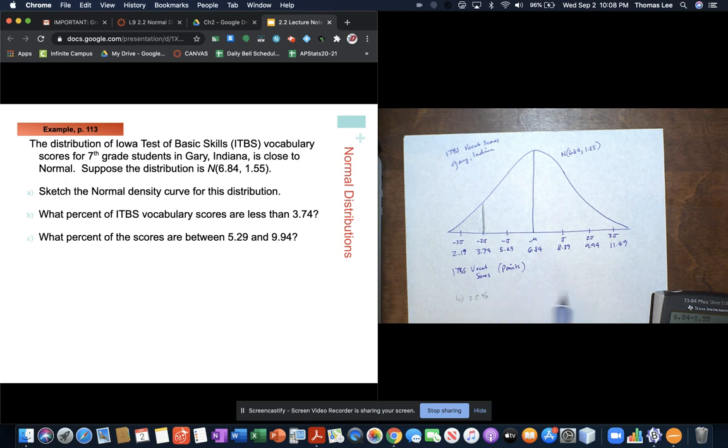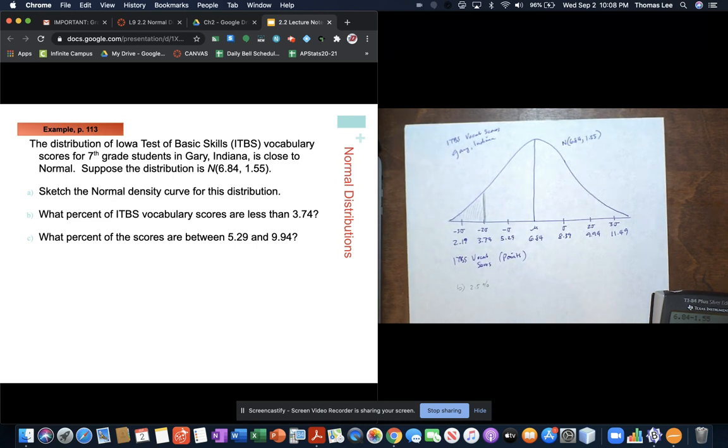And you would write out a sentence to answer the question in context. I'm not going to do that, but you'd say 2.5% of ITBS vocabulary scores are less than 3.74. You could actually just copy the question stem word for word and turn it into the answer. I had a student who did this once, and I just thought that was brilliant.